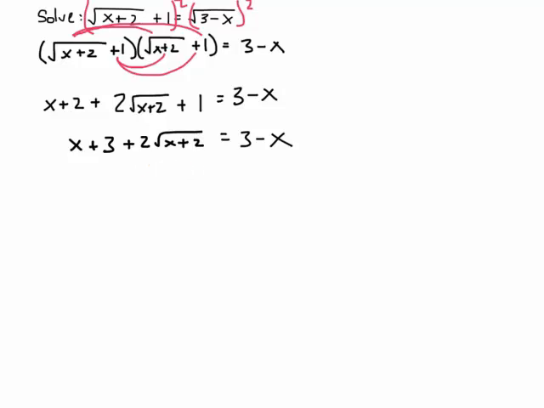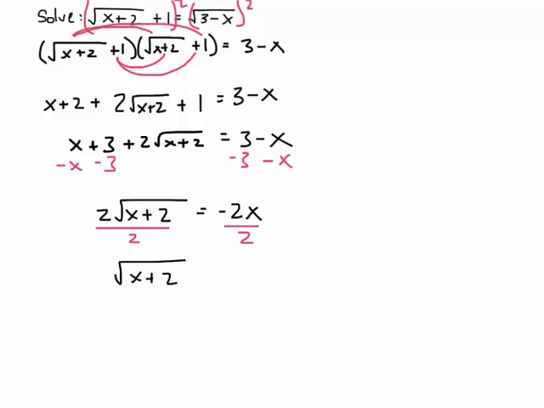So I'm going to subtract an x from both sides. And I'm going to subtract this 3 from both sides. Now I have 2 square roots of x plus 2 equals 3 minus 3 is 0, and negative x minus x is negative 2x. Don't you mean plus x? Yeah, it's supposed to be. So now that I have a 2 out in front of this root, I'm going to divide both sides by 2 to get the square root of x plus 2 is equal to negative x.